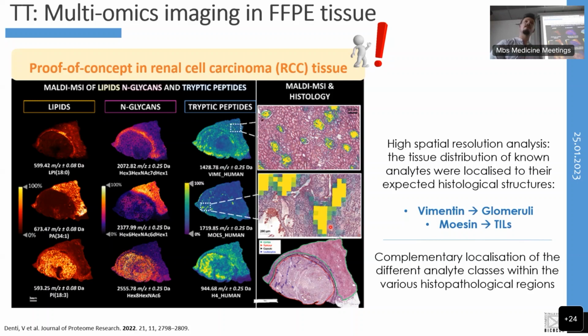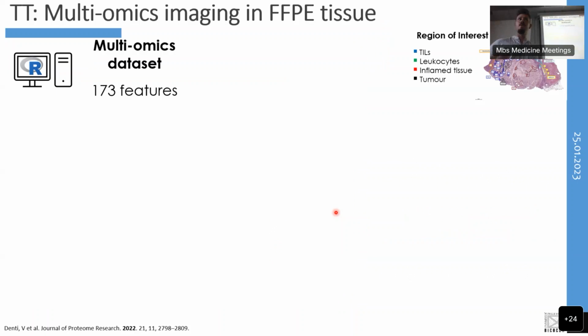And then myosin, for example, a protein whose expression we know may be correlated with the presence of tumor-infiltrating lymphocytes, remains very nicely localized to this particular region in the tissue. But the real goal is, what is the advantage of integrating all of this information together? So this is what we started to then try to address.